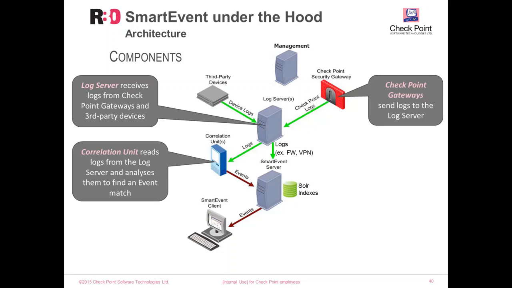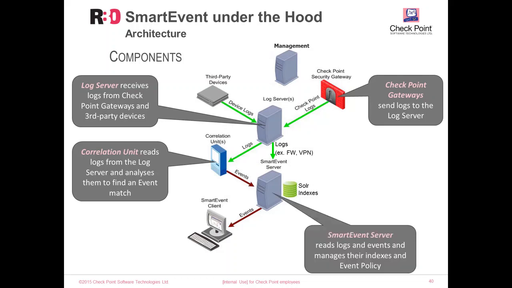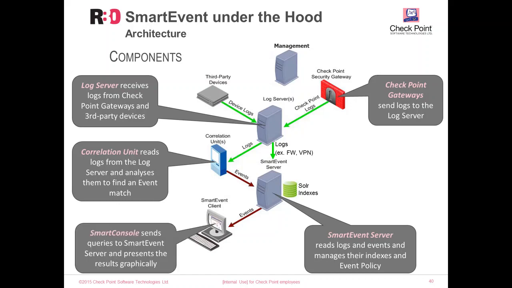At the same time, logs are forwarded to the SmartEvent server to index all but firewall and VPN logs. Firewall and VPN logs are about 95% of the logs, so only 5% of the logs, the interesting ones, the ones that are coming from places like IPS, app control, anti-bot, antivirus, and so on, are automatically indexed in SmartEvent. SmartConsole sends queries to the SmartEvent server and presents the result graphically in a unified view.